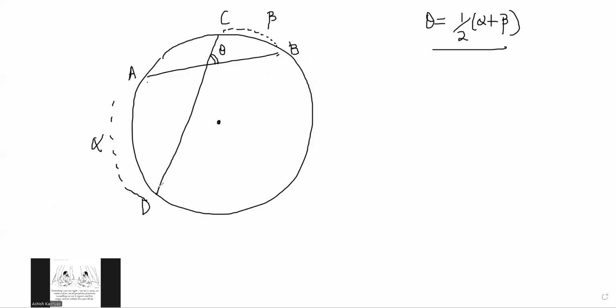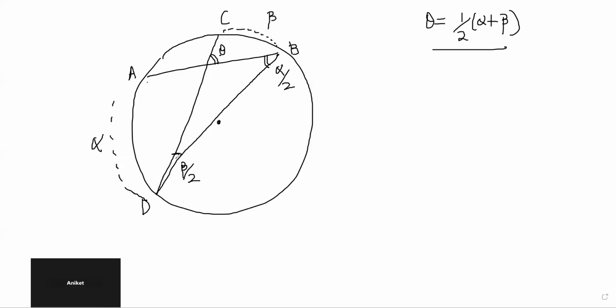If you join B and D, we know that this angle should be beta by 2, right? Yes. And if AD basically will make at B, what is the angle here? Alpha by 2. Yes, sir. So theta is clearly exterior angle. Is everyone understanding what I'm saying? It's one step only actually.